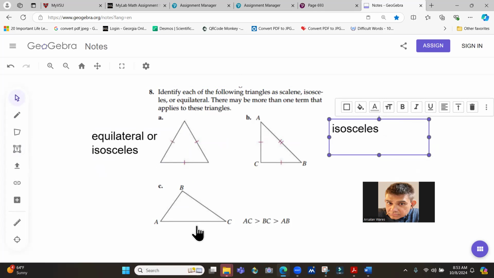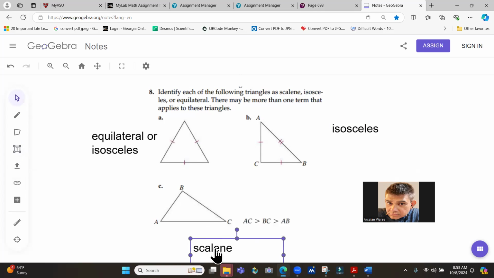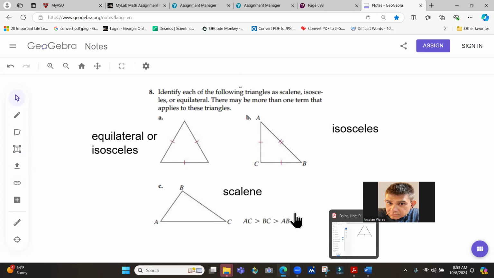Part C is scalene, clearly saying AC is bigger than BC, BC is bigger than AB. Scalene, they just want to see if you know those words. Okay, that takes care of number 8.